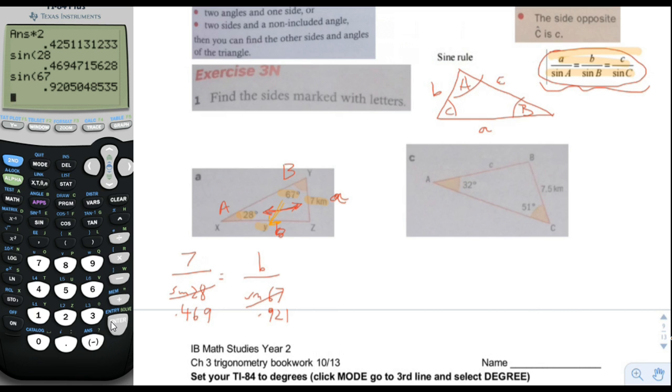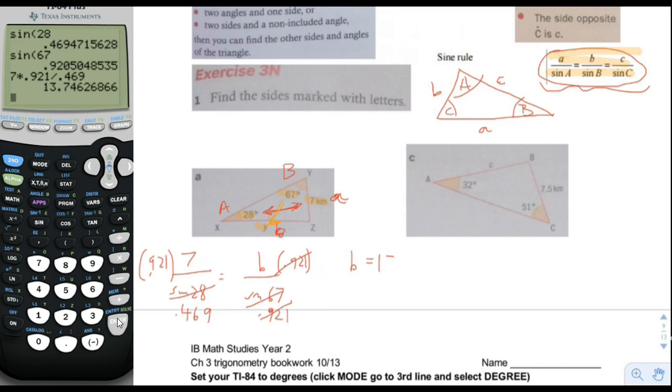Okay, and then I'm going to multiply both sides by 0.921. Then that'll give me b equals, so these 0.921s cancel out, and then I'll have 7 times 0.921 divided by 0.469. I'll just do this on the calculator. 7 times 0.921 divided by 0.469. Make sure you do the divided last so that you don't have to put in parentheses.